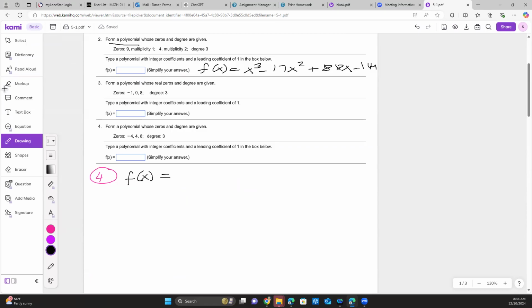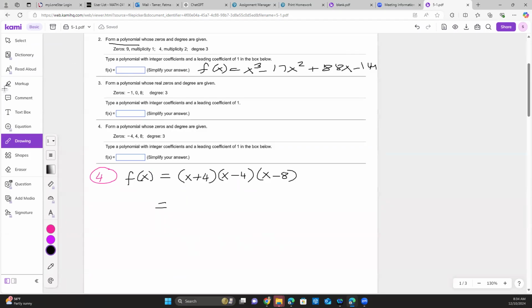First zero is -4, so I'm going to write this as a factor of x plus 4. When I set this to 0, x is equal to -4. The second factor I need is x minus 4, and then the last factor I need is x minus 8. Okay, and then we need the degree 3. So 3 factors, they mean the 3 zeros most of the time anyway.